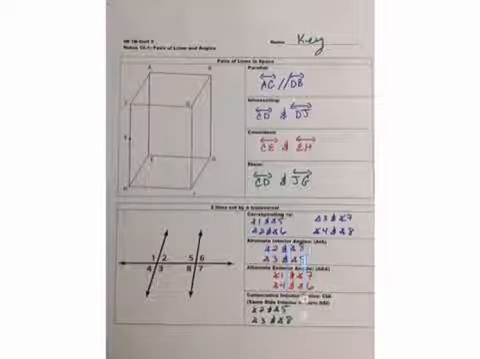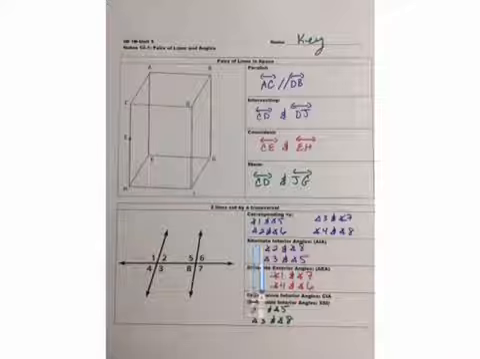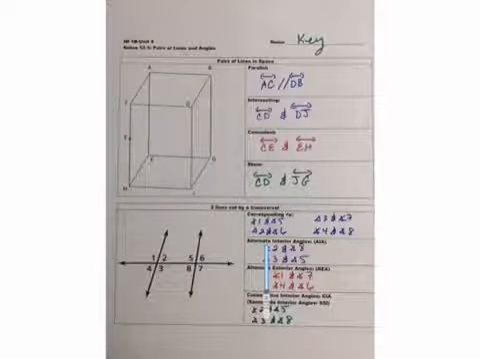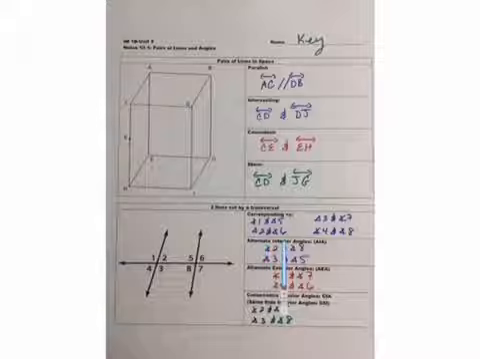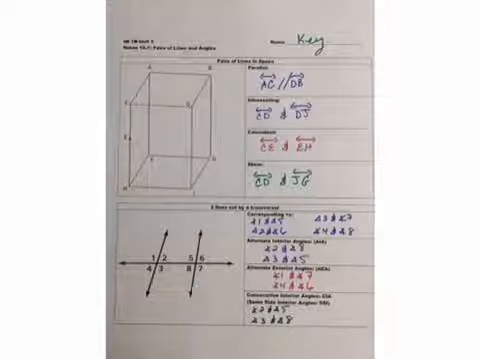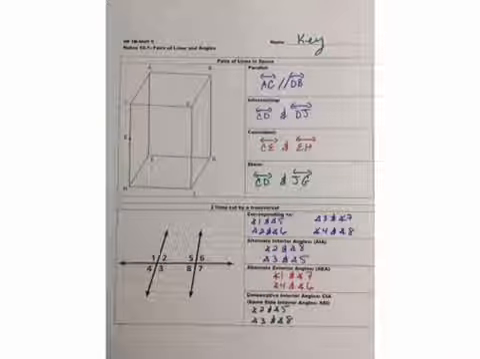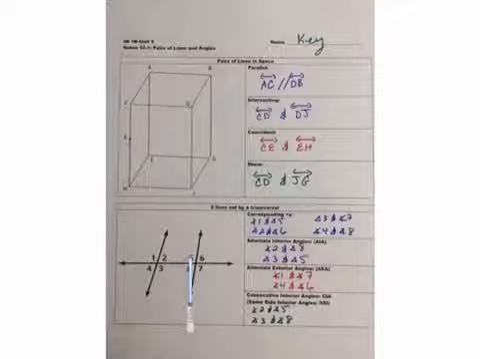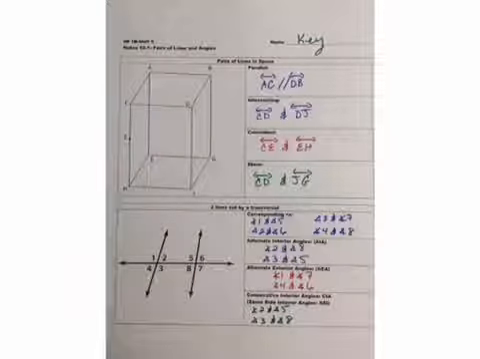Okay, alternate interior angles. Alternate means they're on opposite sides of the transversal. Interior means they are in between the two lines. So 2 and 8 are called AIA, or alternate interior angles. 3 and 5 are AIA, or alternate interior angles.